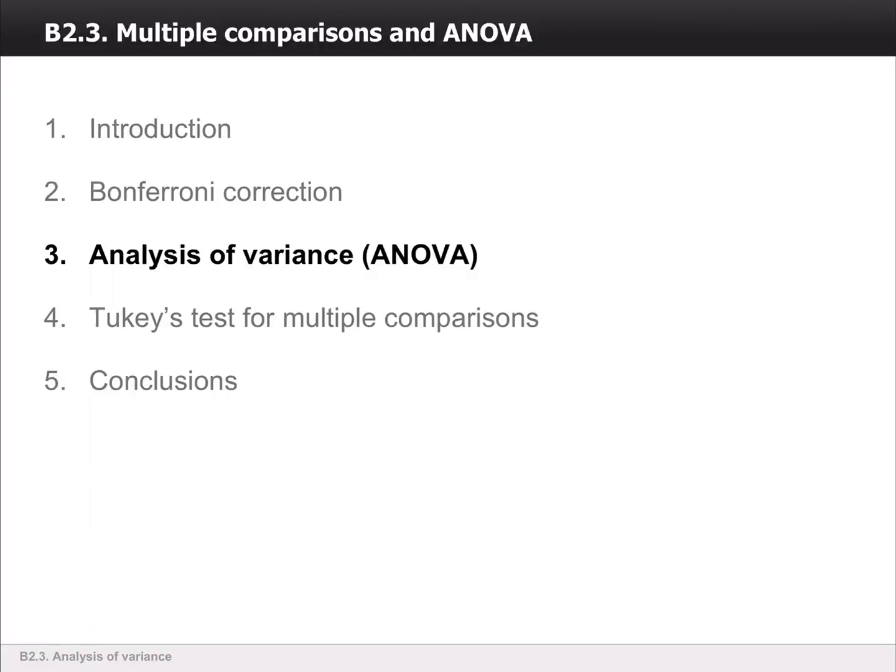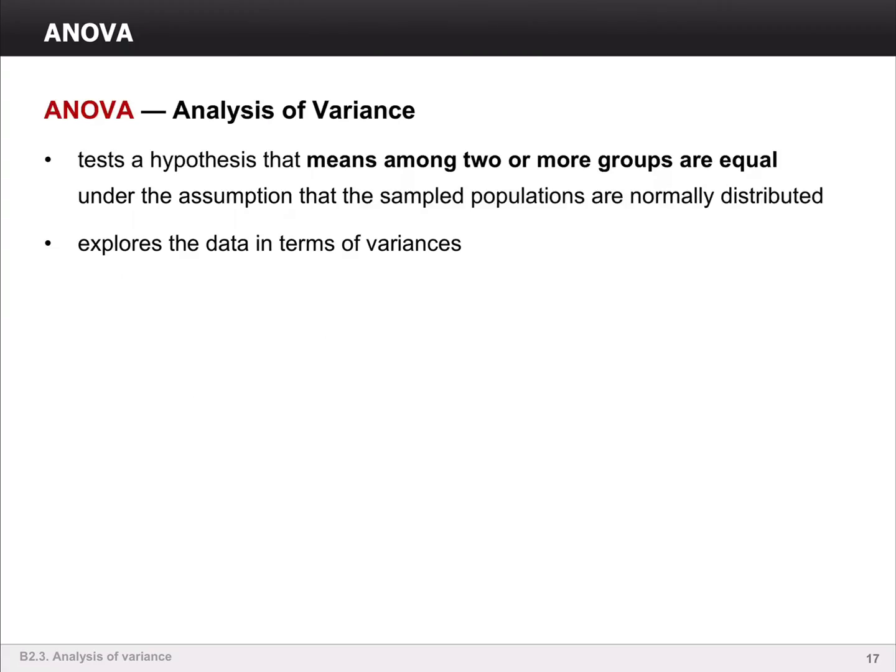The next method we are going to discuss is called ANOVA, analysis of variance, and it's particularly useful when you compare means of several groups, for example, if you have several grouping factors. Okay, so let's start with some theory.